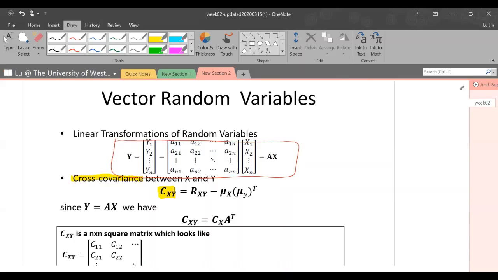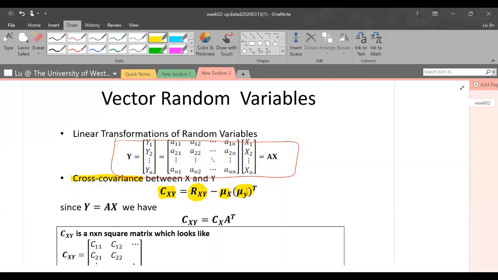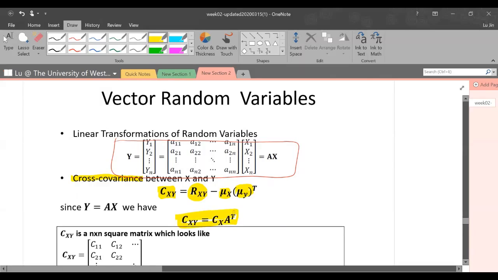This capital C is used to evaluate the covariance between the elements in the X vector and the elements in the Y vector. That is equal to the cross correlation matrix Rxy minus the mean vector of X by the transpose of the mean vector of Y. Okay, so this is the definition of it. How to calculate this? CXY equals CX by A transpose.